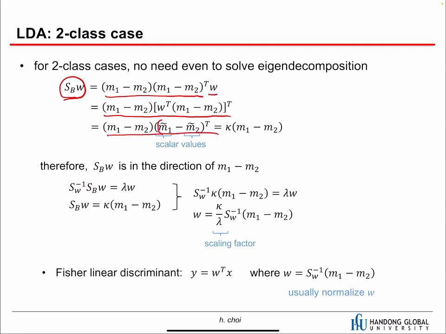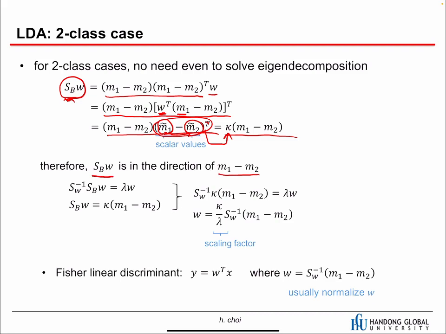As you can see, this one is a scalar and this one is also a scalar. Look at this one, W transpose M sub 1. This one is a vector and this one is a vector. So if we take an inner product between these two vectors, then that is a scalar. So transpose means nothing here. Let's say this one is kappa. Then S sub b times W is kappa times M1 minus M2, which means S sub b times W is in the direction of M1 minus M2.